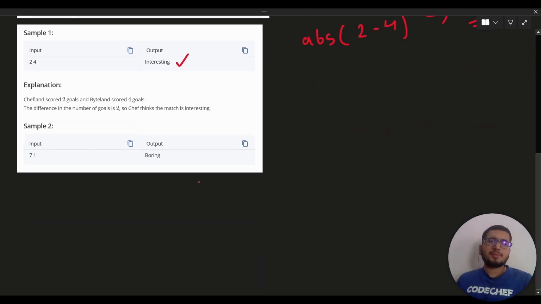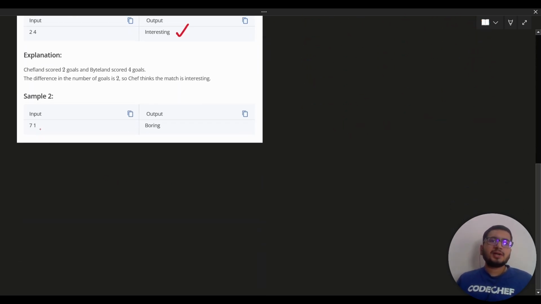As for the second sample input, the goals scored by Chefland is 7 and by Byteland is 1. So the difference is 6. This is greater than 2. Therefore, the output is boring.